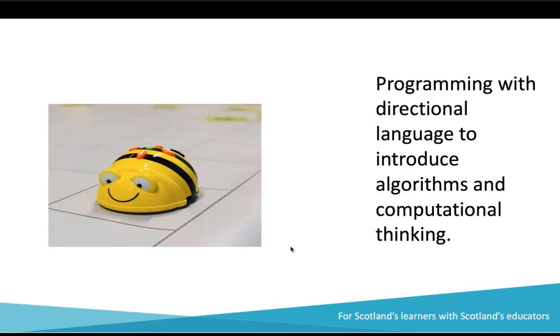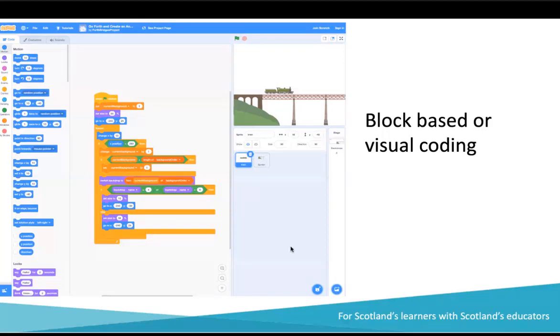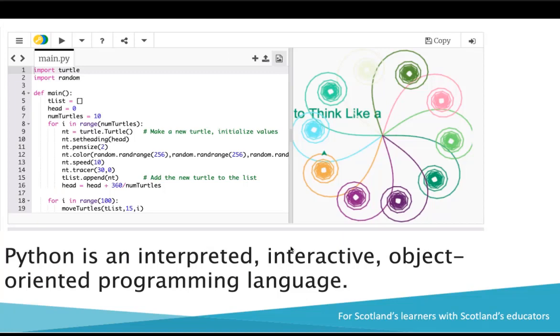So as I say, for computing science, you may have started with programmable directional toys and objects, so bbots, bluebots. There's a range of products available, or even codepillars and such. And then from there, you would probably have moved on to block-based coding or visual coding, which is programs like Scratch, Maker Code from Microsoft, and lots of the programs available for microbits as well. But what we're looking at today is that next step.